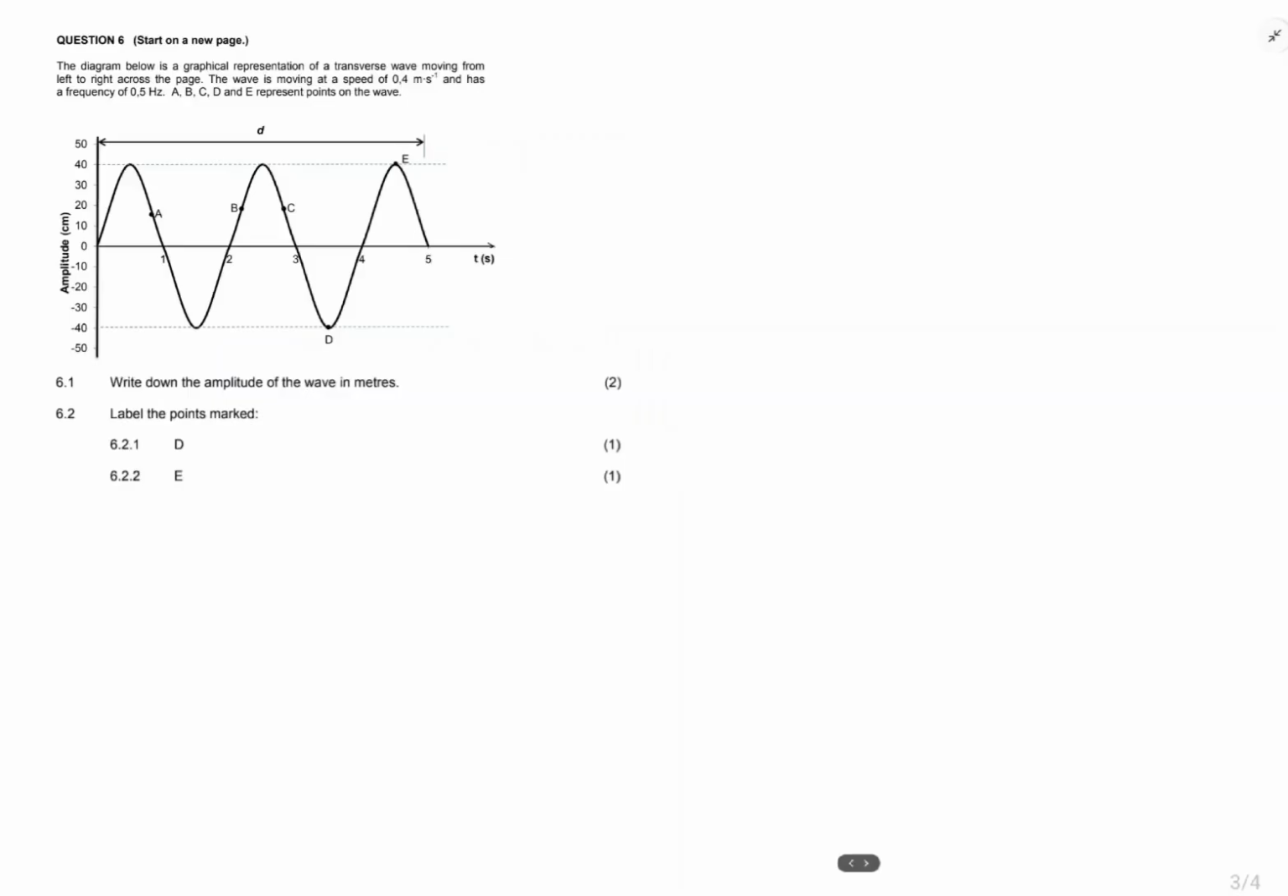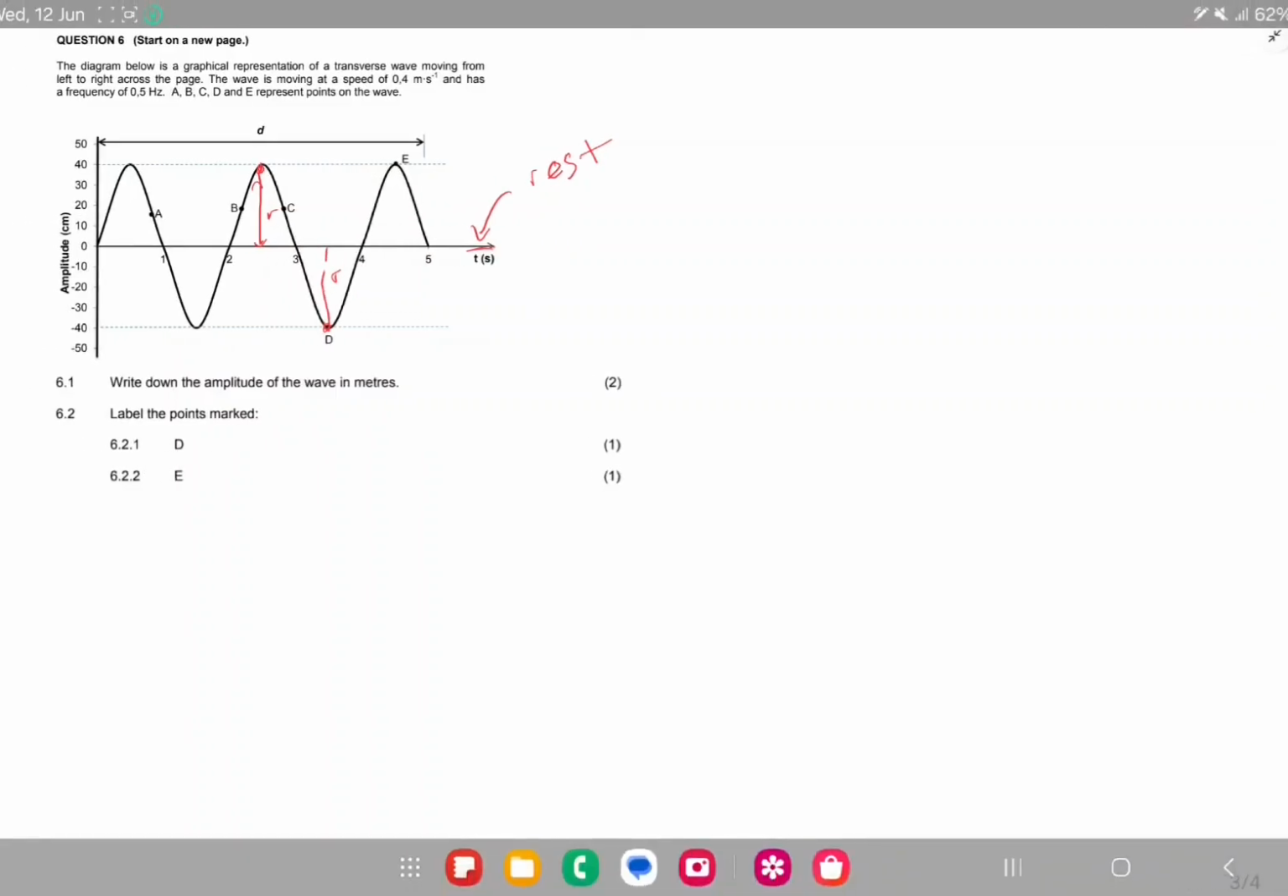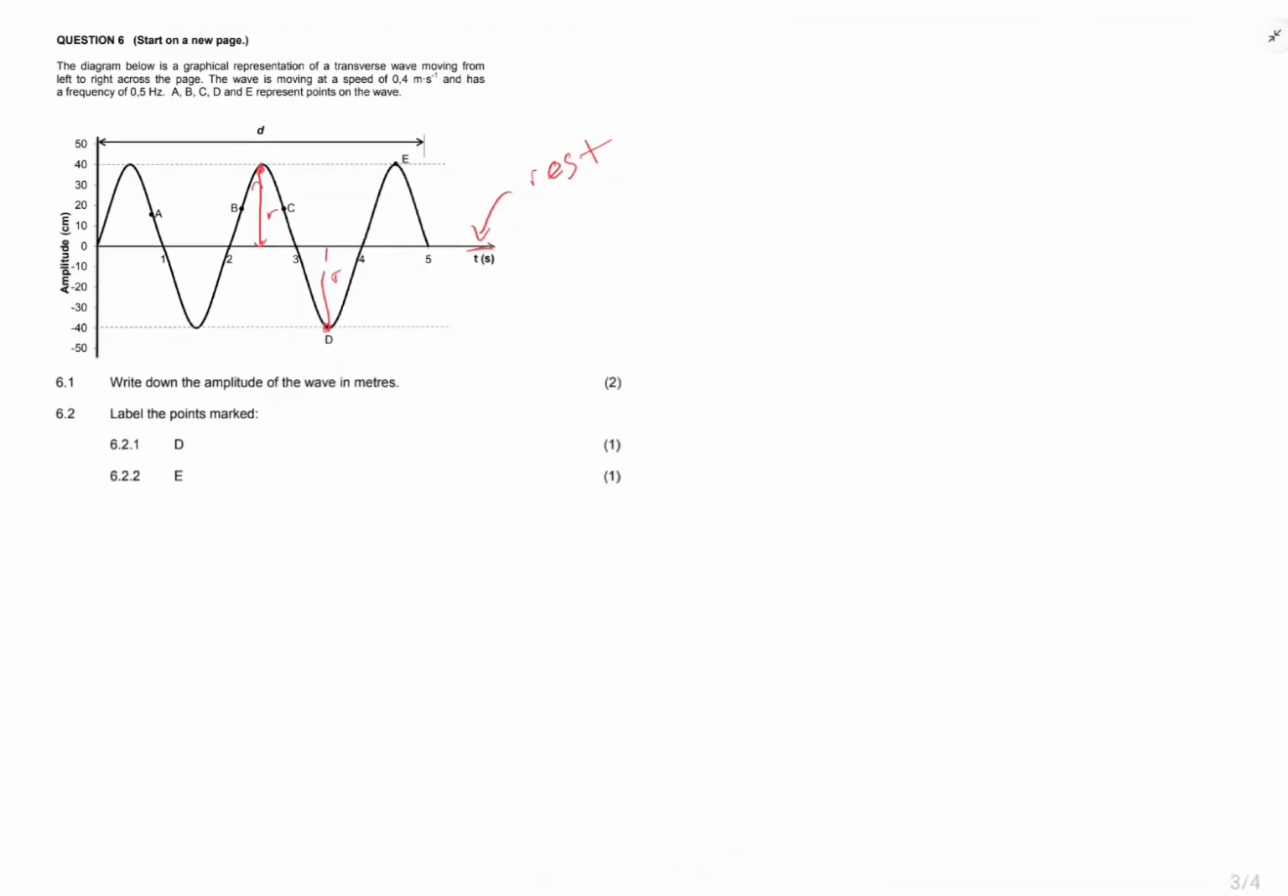They say write down the amplitude of the wave in meters. We identified that the amplitude is the distance between the rest position and the maximum or minimum point of the wave. From here to there, that's R, that's another R. Here we've already been given the distance; we're just supposed to represent it in meters.